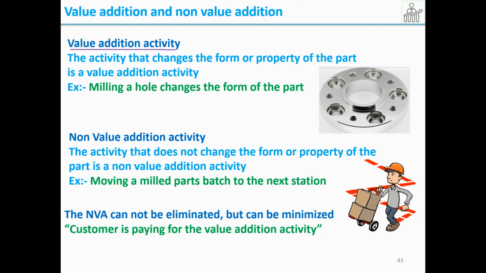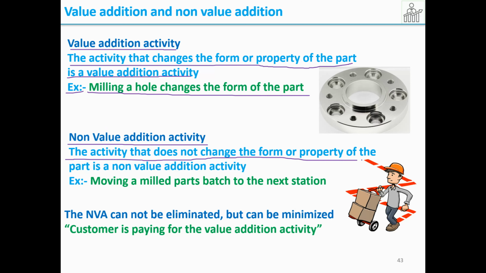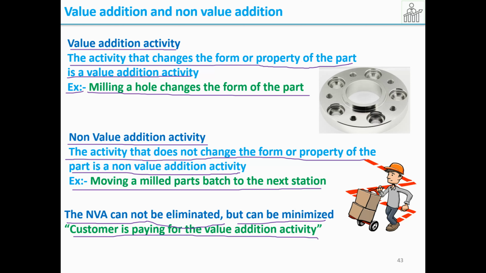So what is value addition activity? The activity that changes a form or property of the part is a value addition activity. Example, milling a hole changes the form of the part. What is non-value addition activity? The activity that does not change the form or property of the part is a non-value addition activity. Example, moving a milled parts batch to the next station. The non-value addition cannot be eliminated but can be minimized. Customer is paying for the value addition activity only.